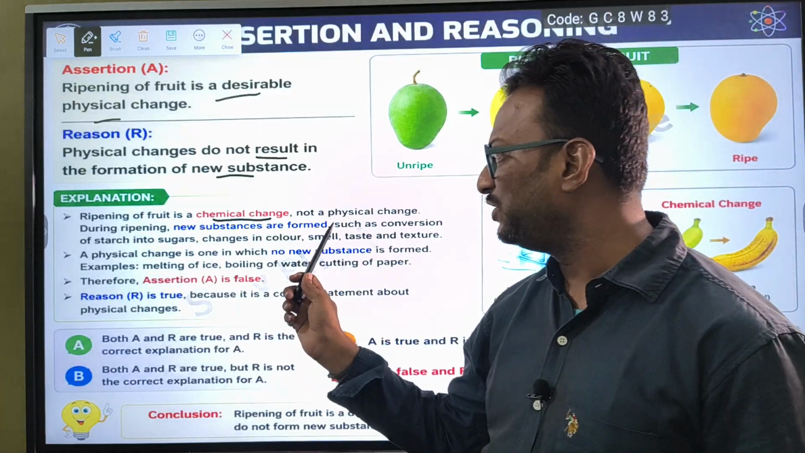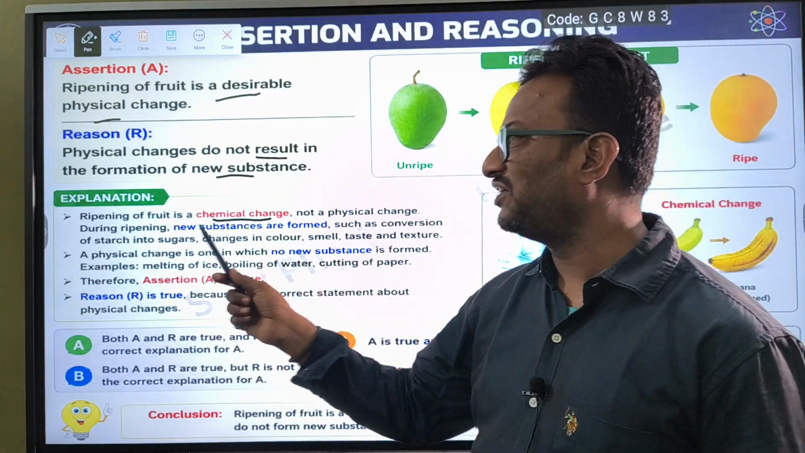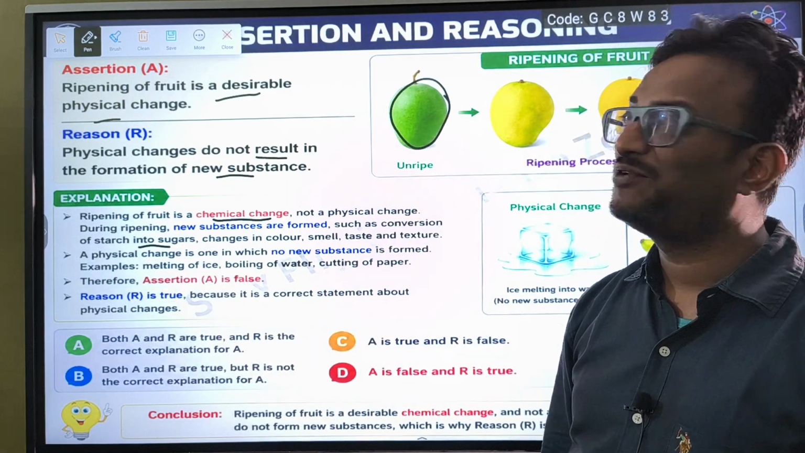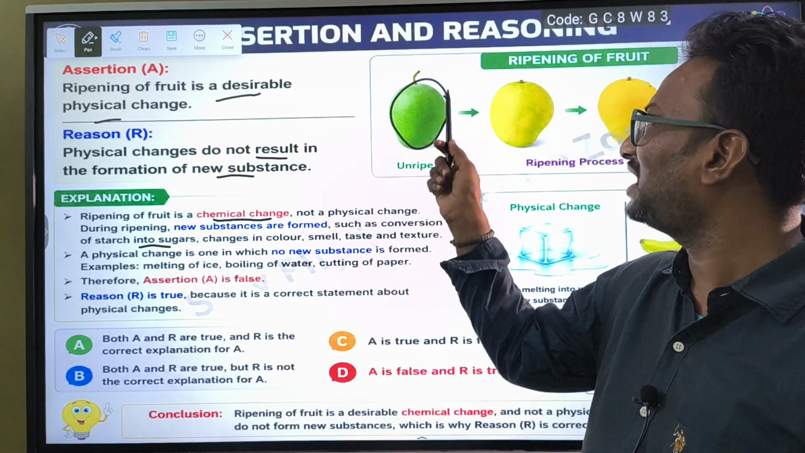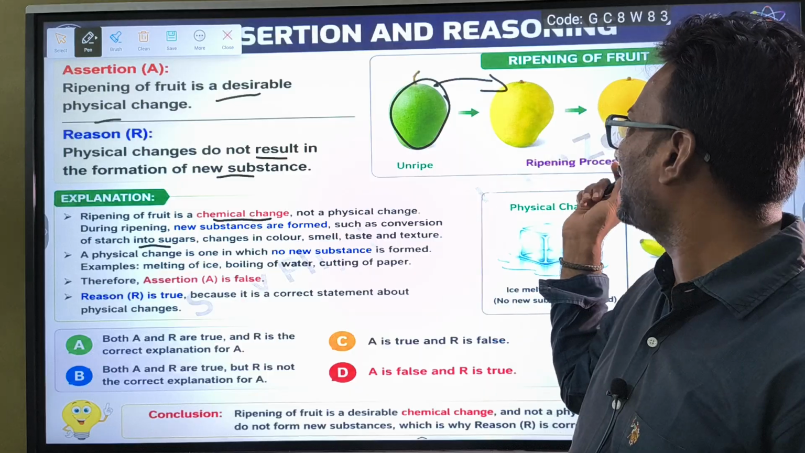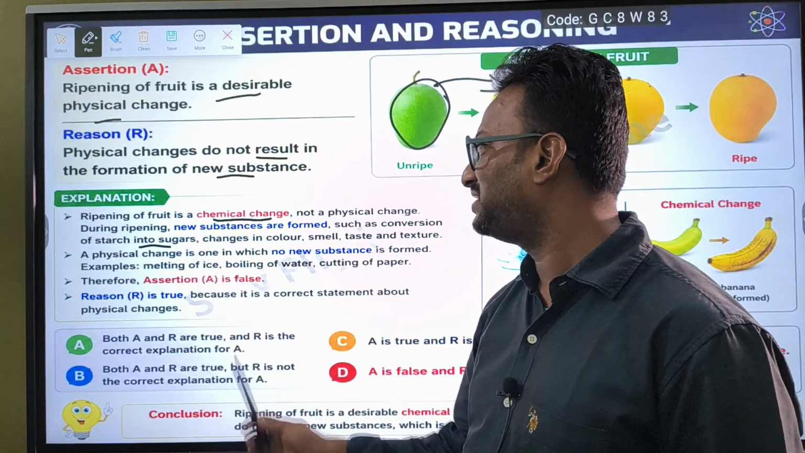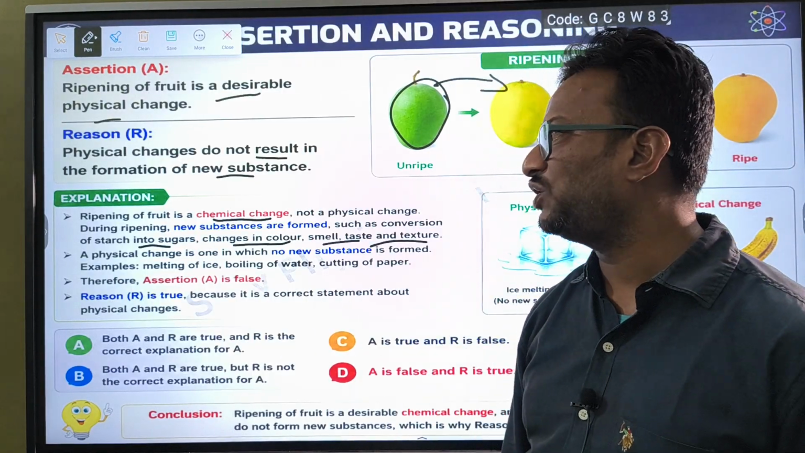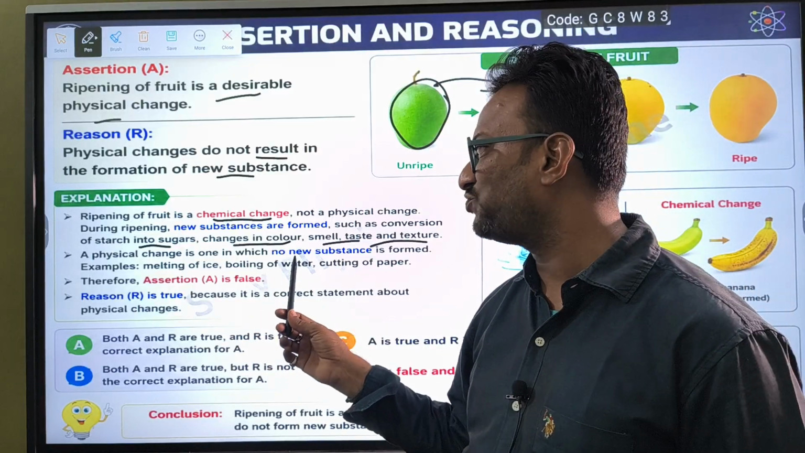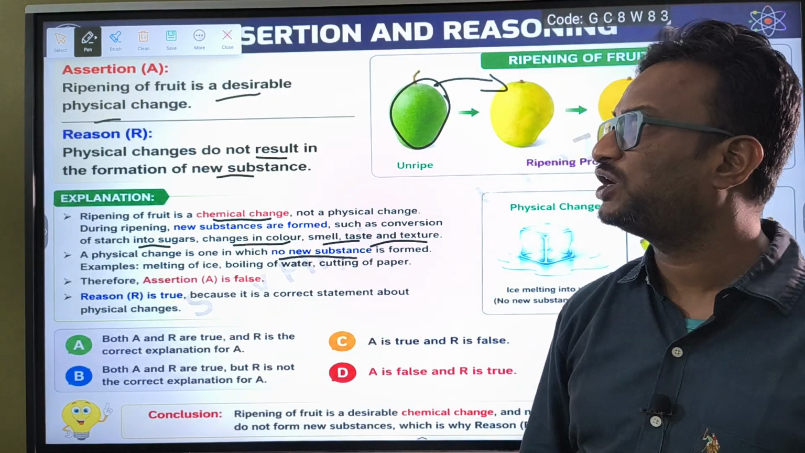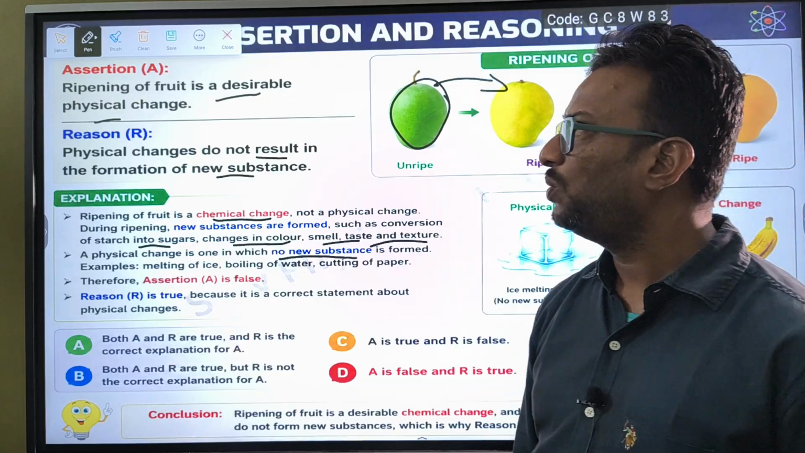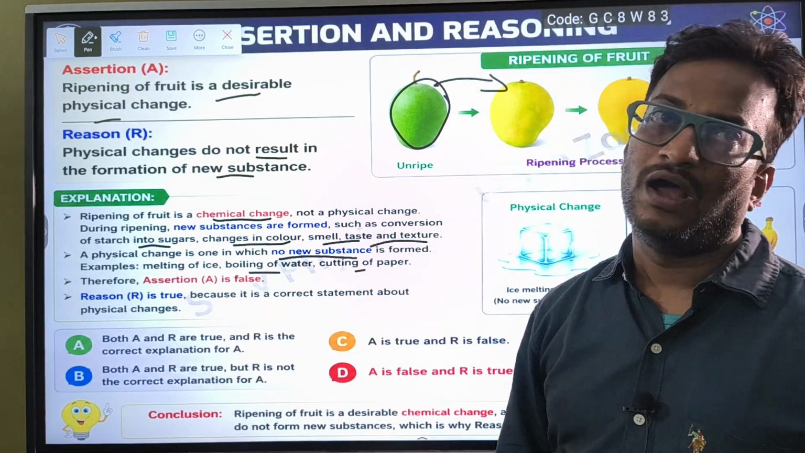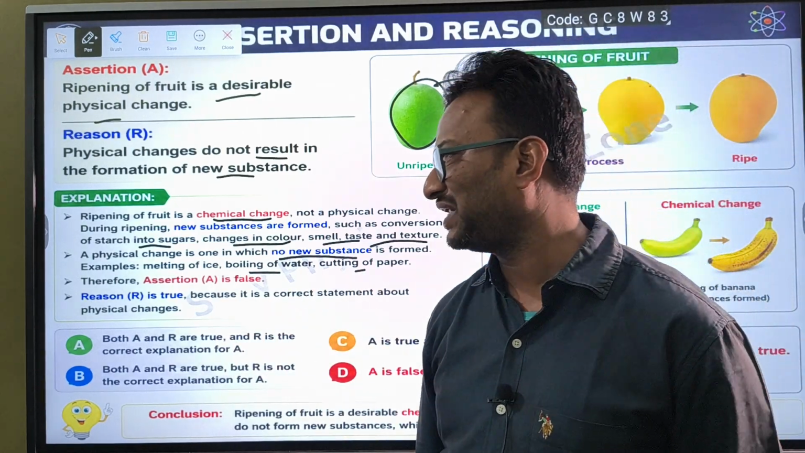Why? During ripening, new substances are formed, such as the conversion of starch into sugar. At first, when it was unripe, it was in the form of starch, which converts into sugar. The ripening fruit gets sweetness. It changes its color, smell, taste and texture. So these are going to change. A physical change is one where no new substance is formed. Examples are melting of ice, boiling of water, and cutting of paper.